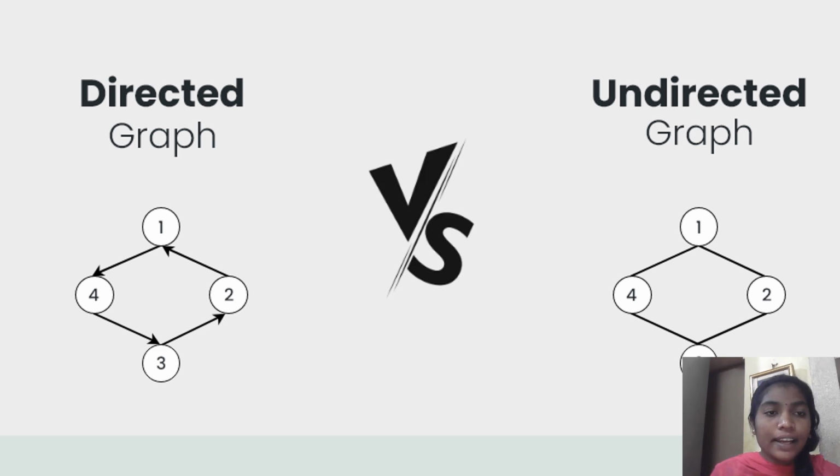It is a directed graph. A graph has nodes 1, 2, 3, 4. 2 to 1 is a direction, 3 to 2 is a direction, 4 to 3 is a direction, and also 1 to 4 is a direction. So it contains all the edges having direction.